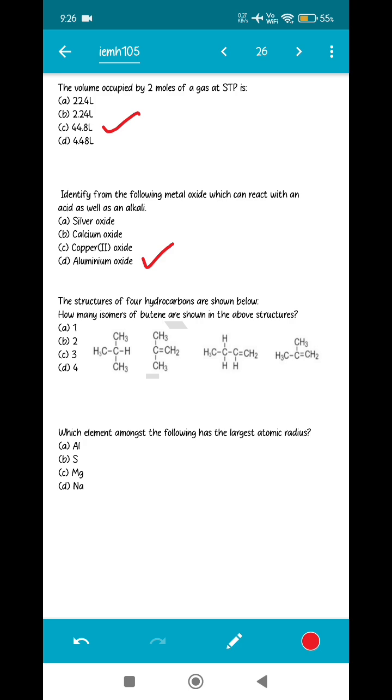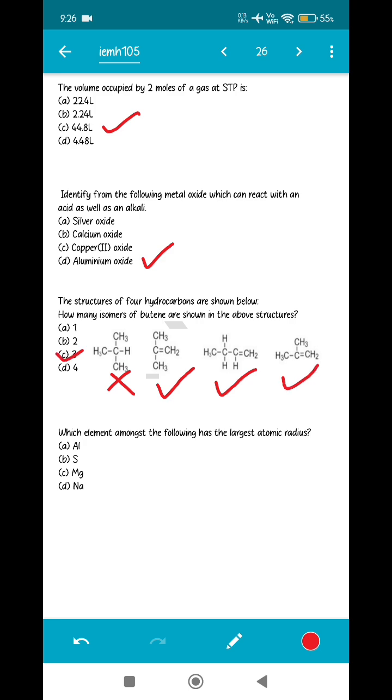The next one, the structures of 4 hydrocarbons have been provided to us, and you have to say how many isomers of butene are shown in the above structures. So butene is an alkene, that means a double bond has to be there. So the first one is not correct because the first one only contains single bond. Next one, let's see, there are 4 carbon, and yeah, I guess it is correct. Yeah, this one is correct. Similarly, in the next one also there are 4 carbon and there is a double bond. Yeah, and in the last one as well. Yes. So there are 3 isomers of butene.